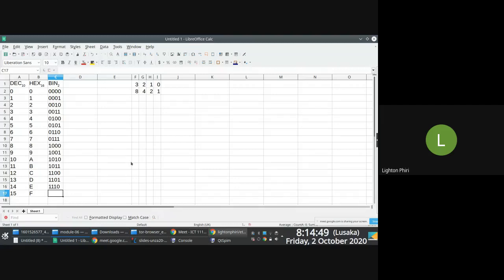For us to get a 15, obviously it's all 1s, because all we're doing is adding up all these numbers here. 8 plus 4 plus 2 plus 1. 8 plus 4 is 12. 12 plus 2 is 14. 14 plus 1 is 15. So 4 ones, right?